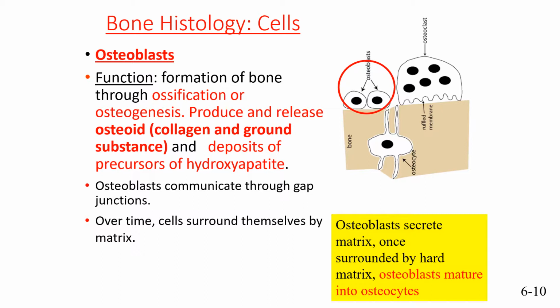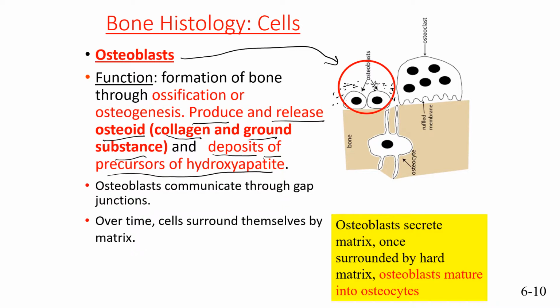Osteoblasts, which are young bone cells, are found on the surface of bone. These cells produce and release the osteoid, which is the organic component of bone matrix, made of collagen, protein, fibers, and ground substance. They also help deposit into the matrix the inorganic components, hydroxyapatite crystals. So these cells will secrete matrix and start to surround themselves with the osteoid, which will be calcified until it becomes bone tissue.